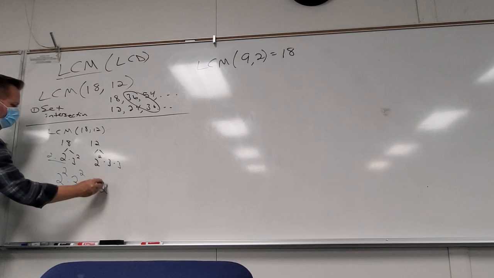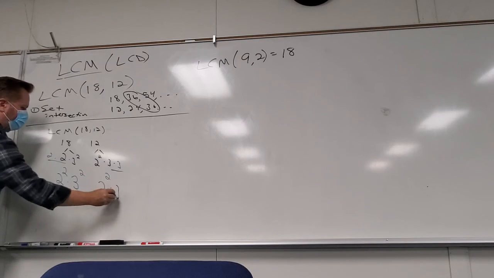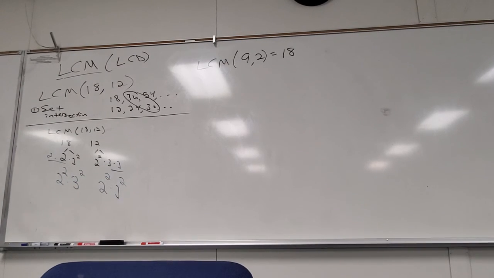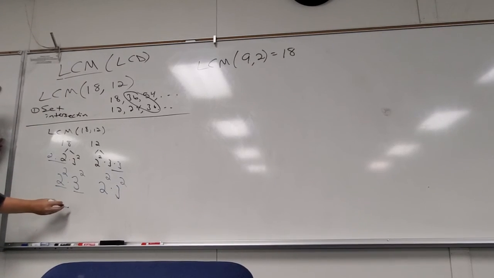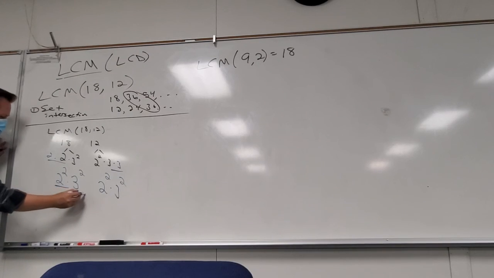This is 2 squared. This is 3 squared. So now they're both the same, which is the whole idea of LCM: what's the smallest number you can get them both to be. So what is the LCM then? What is 2 squared times 3 squared?